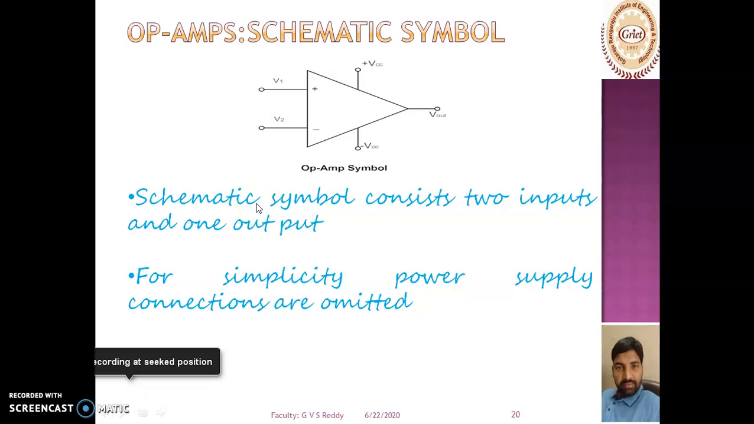The schematic symbol consists of two inputs and one output. And for simplicity, power supply connections are omitted. We may represent them or we may not represent them, just like input 1, input 2, like V1, V2.